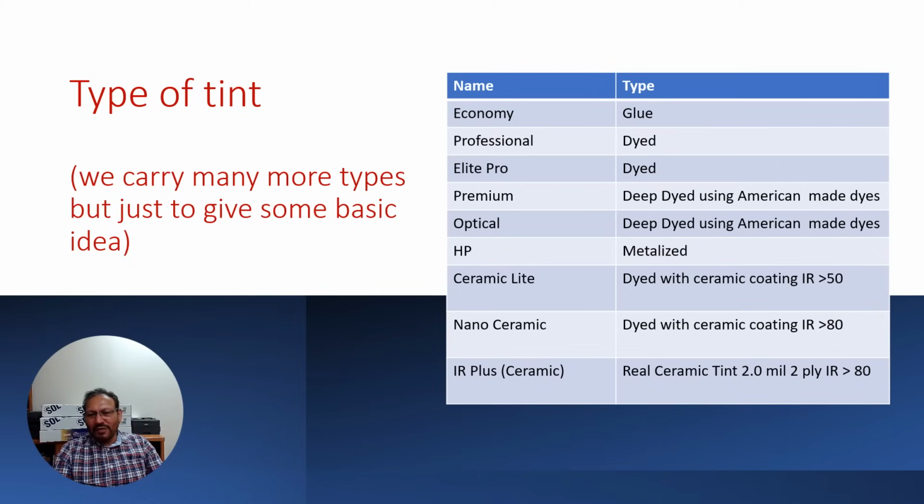Now, we carry Ceramic Lite and Nano Ceramic, that I explained before also. These are dye tints with ceramic coatings, with IR more than 50, IR more than 80. Now, when you're talking about ceramic coating, that's what I explained. The day we install the tint, it's going to measure what exactly it says, and after 2 years, the IR rays are going to be fading away. After 4 years, the IR rays are going to be fading away more.